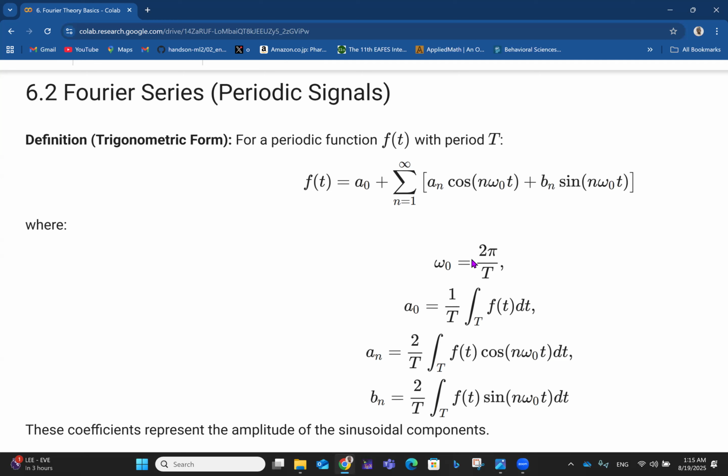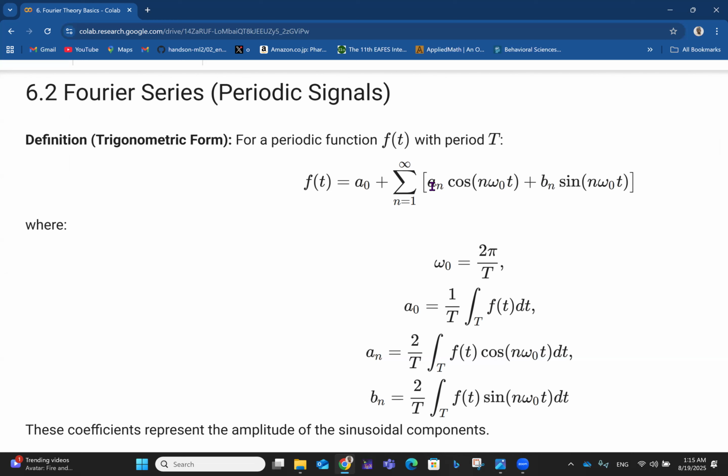And 2 pi over T is exactly the same thing as 2 pi f, because f is the same thing as 1 over T. So frequency is the inverse of period, just like period is the inverse of frequency. Then you have a naught, the first coefficient. That is 1 over the period, multiplied by the integral of f of t dt over the period.